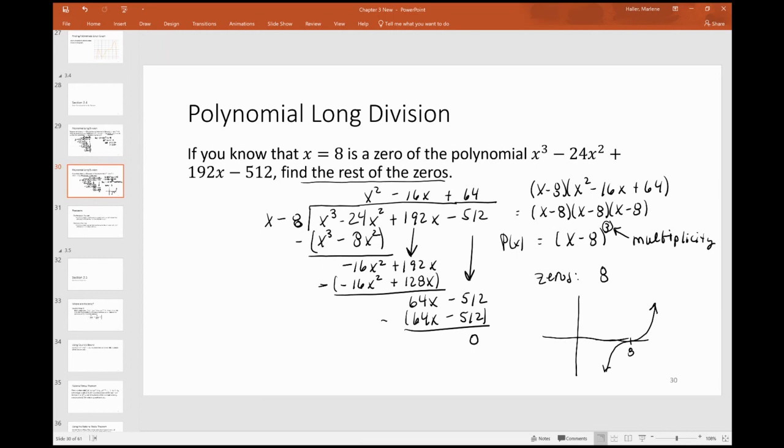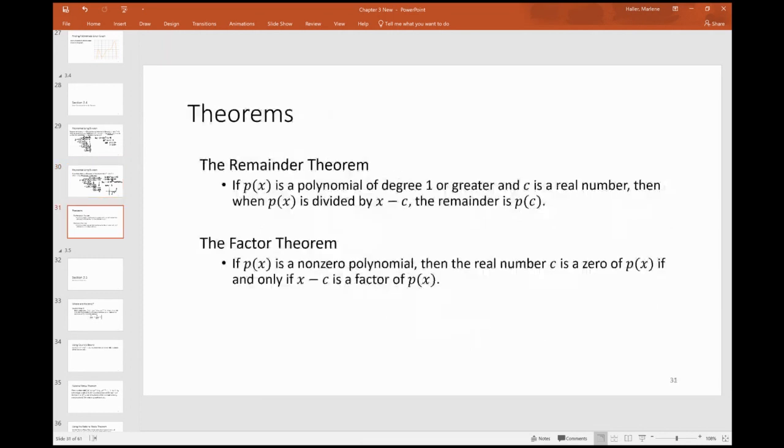So long division, you can also use synthetic division, don't care which. That leads us very nicely into these very important yet very common sense theorems. The remainder theorem simply states that if you have some polynomial of degree 1 or greater and some real number c, when you divide that polynomial by x minus c, the remainder is p of c. What is that saying? Well, it means if they divide evenly, there should be 0.